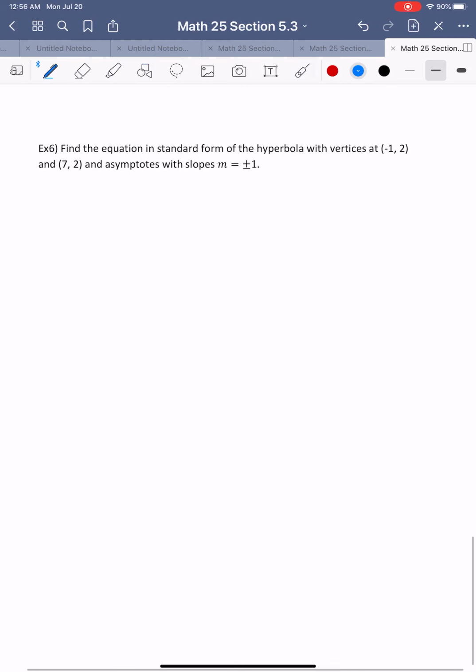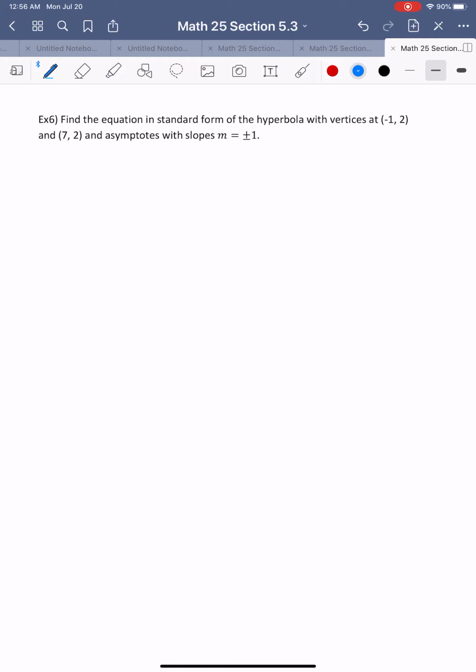Alright, next one. Find the equation in standard form for the hyperbola with the vertices at negative 1, 2 and 7, 2 and the asymptotes with the slope m equal to plus or minus 1. Okay, so asymptotes are mentioned, and it depends on the slopes we have. But first of all, when you have a hyperbola, one vertex is negative 1, 2 right here, and then 7, 2, about here. So this is the vertex and this is the vertex.